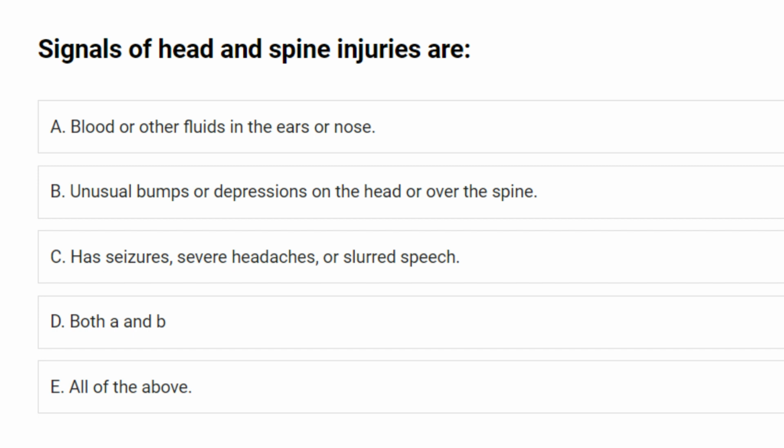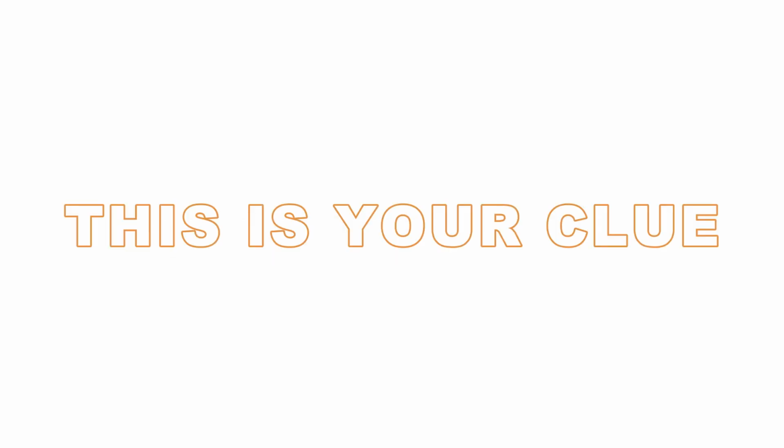Signals of head and spine injuries are A. Blood or other fluids in the ears or nose. B. Unusual bumps or depressions on the head or over the spine. C. Has seizures, severe headaches, or slurred speech. D. Both A and B. E. All of the above. The answer is E. All of the above.